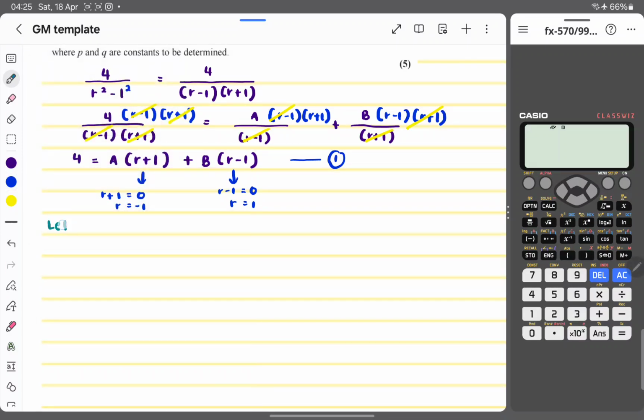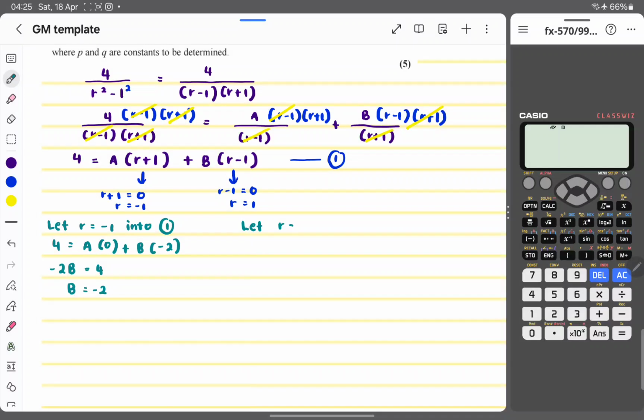So let r equal negative 1 into equation 1. So 4 equals a(negative 1 plus 1), that is 0, plus b(negative 1 minus 1), that's negative 2. So negative 2b is equal to 4. b is equal to negative 2. We're done. Let's move on to the second value.